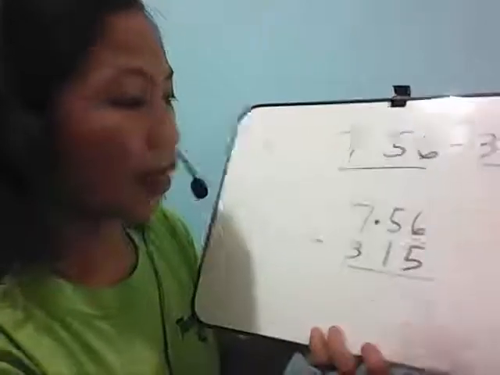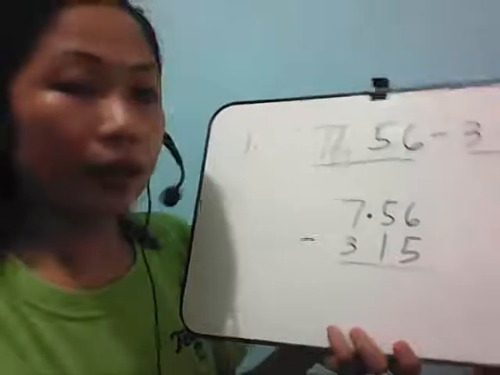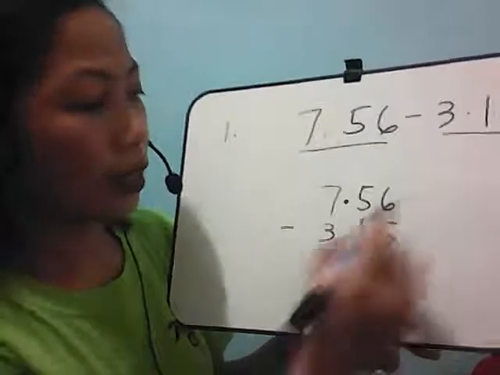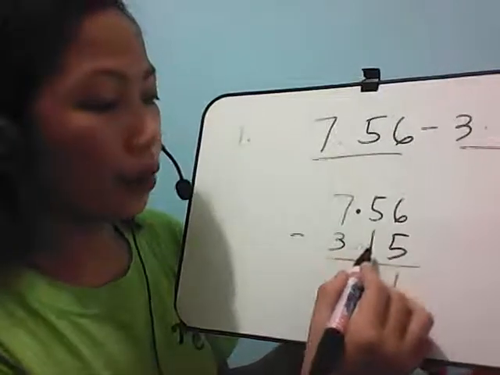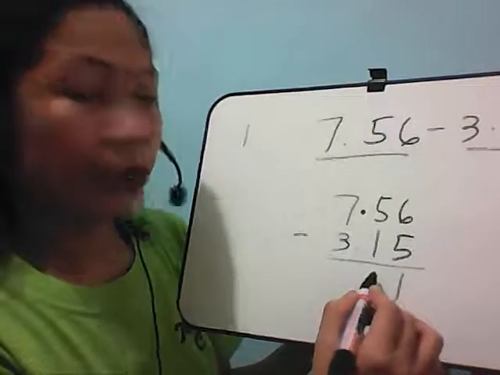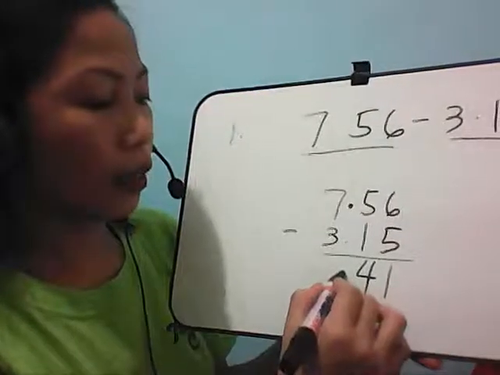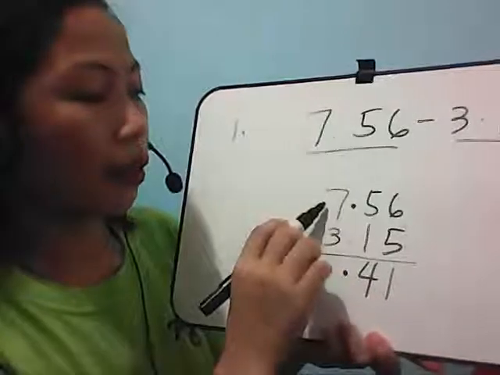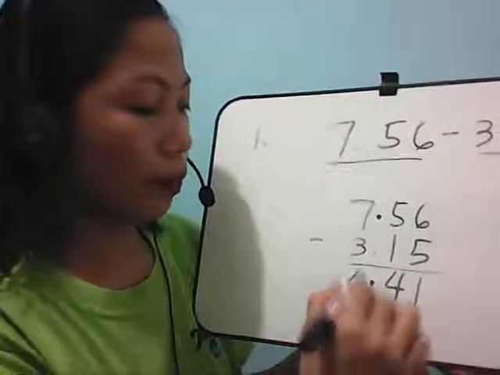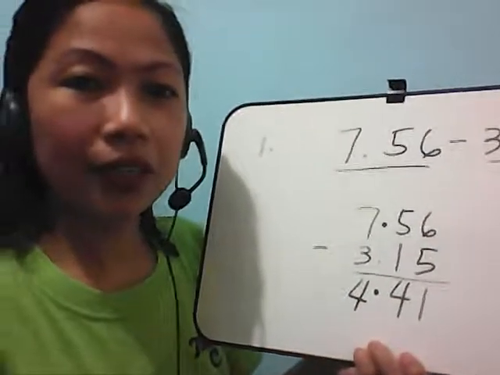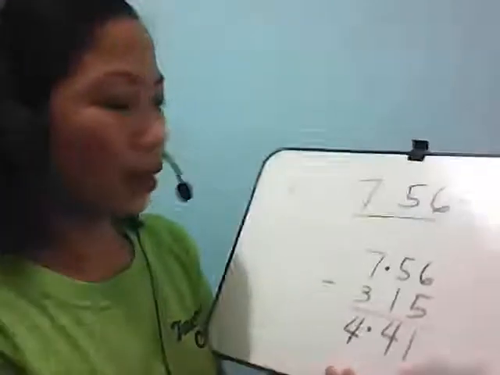Okay. Then, after we arrange it, we need to subtract from right to left again. Okay. 6 minus 5 is 1. And 5 minus 1 is 4. And then, the decimal point here. And 7 minus 3 is equal to 4. Okay. So we have another example.